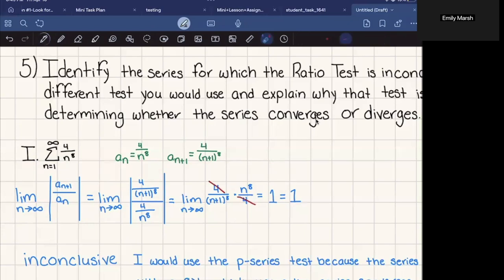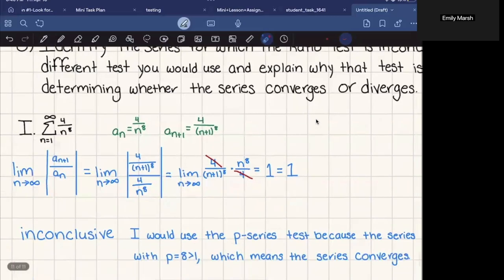Now we want to take a look at our powers. We have n to the power of 8 on the top and n plus 1 to the power of 8 on the bottom. Both of our n's have a power of 8. That's going to be the highest power. Thus, when we have our numerator and our denominator have the same power for when we're taking a limit, that would just be 1. It would be our coefficient in front. So this here, our limit as n approaches infinity is approaching 1. And for the ratio test, when we approach 1, our results are inconclusive.